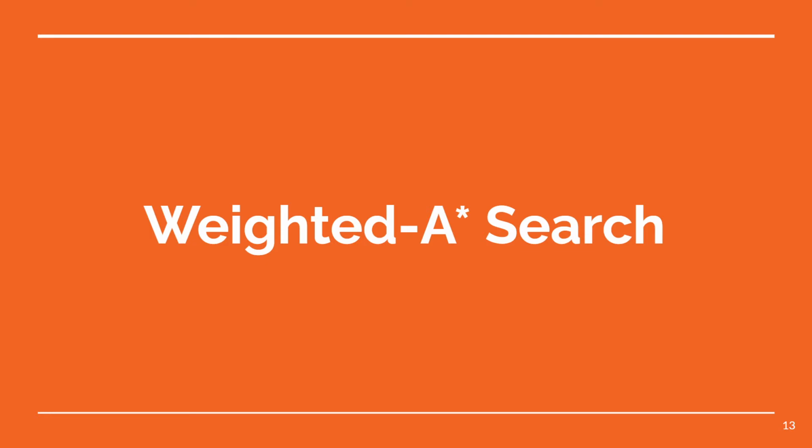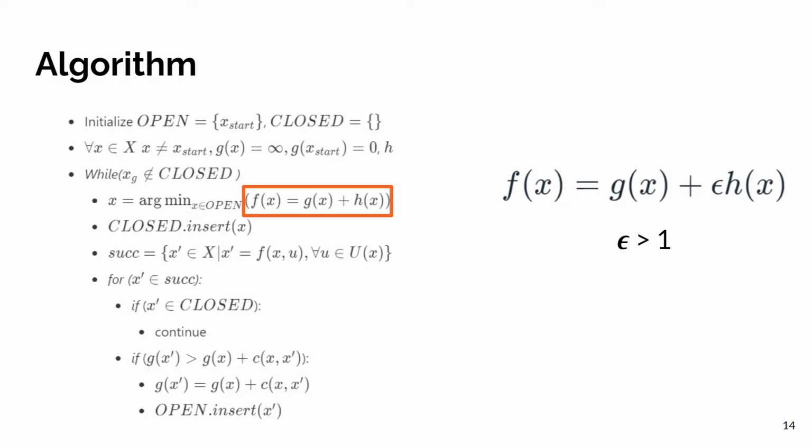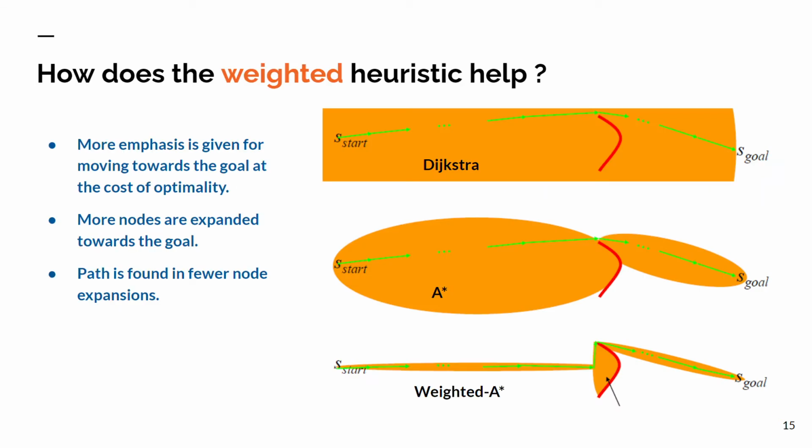In case of weighted A star, the primary difference from the A star algorithm is the introduction of the epsilon in the node selection function. The value of epsilon chosen is always greater than 1. Now, how does the weighted heuristic approach help? In case of weighted A star, more emphasis is given for moving towards the goal at the cost of optimality. As you can see, more nodes are expanded towards the goal and the path is found in fewer node expansions.